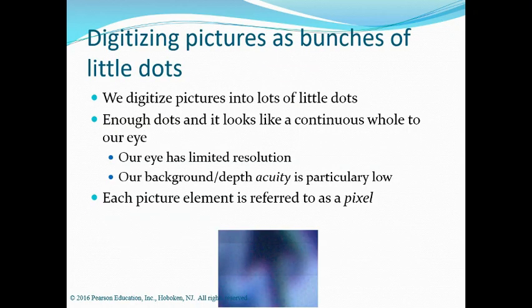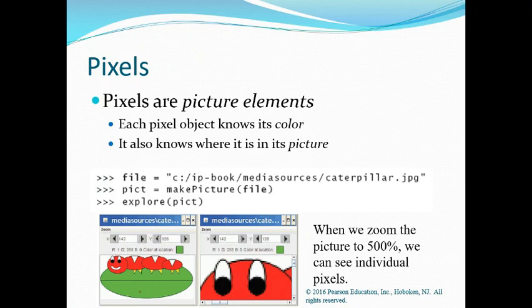So digitalizing pictures is bunches of little dots. We digitalize pictures into a lot of little dots, and there's enough dots that it actually looks like a continuous whole to our eye. Our eye has a limited resolution, and our background depth acuity is particularly low. So each picture element is referred to as a pixel. Pixels are picture elements. Each pixel object knows its color. It also knows where it is in the picture.